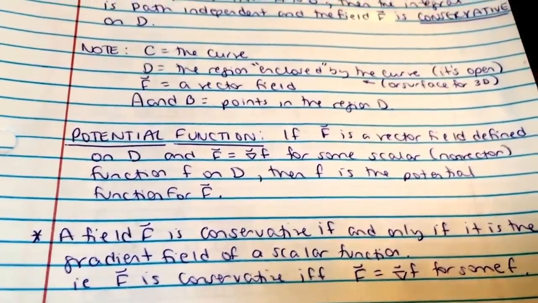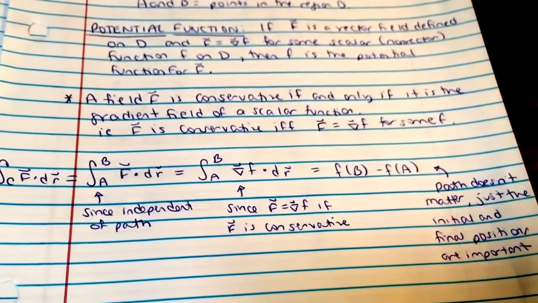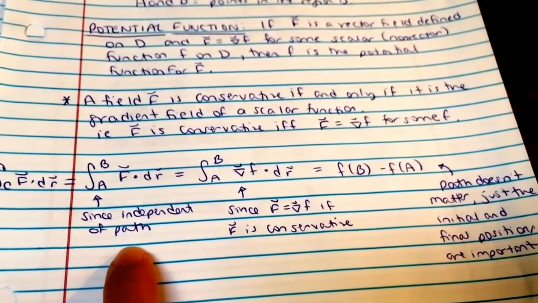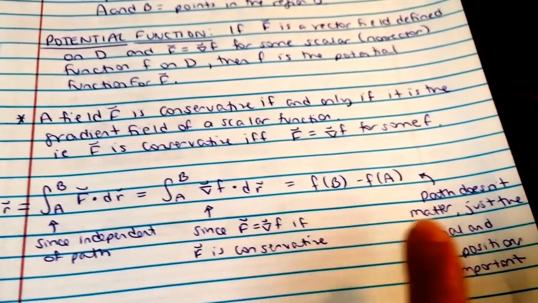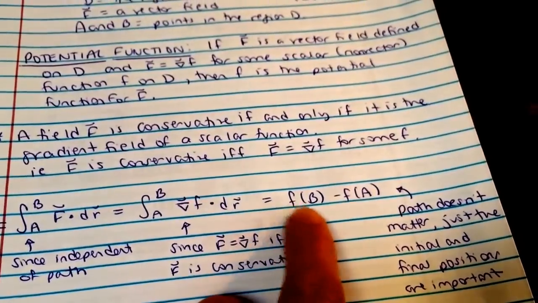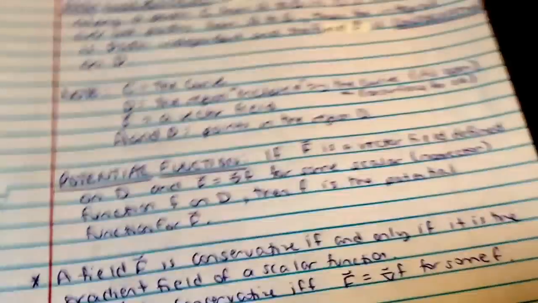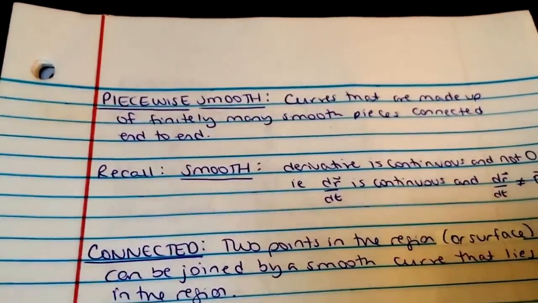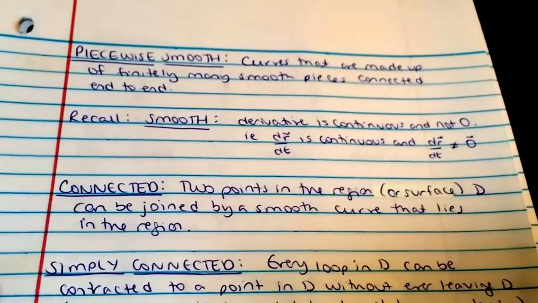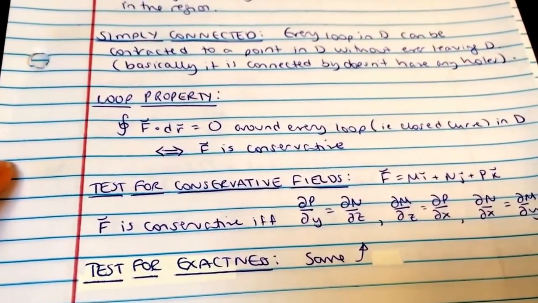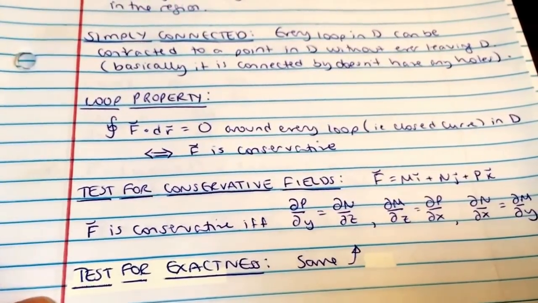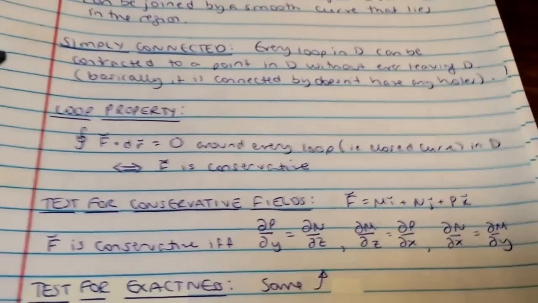Here's that if and only if statement. And then here's that formula with just a couple extra notes. Again, you use the A and the B if it's independent of path. Again, they substituted these together because they're the same thing. And then here the path doesn't matter. You're just looking at the final position minus the initial position. All right, and then those definitions, piecewise smooth, connected, simply connected. And then we have the loop property and test for conservative fields and test for exactness, same thing. Okay, so I didn't rewrite it, it's the same thing. All right, so let's look at some examples now.